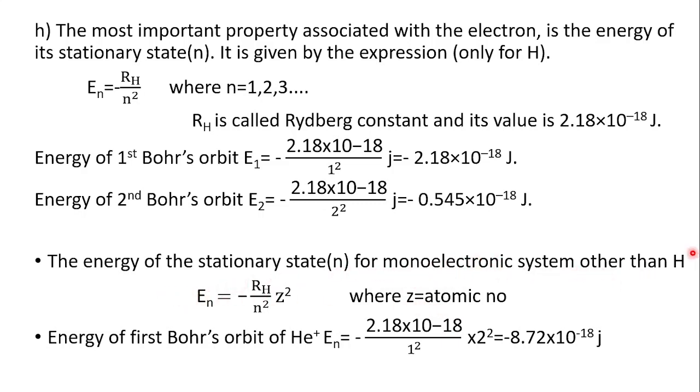Now if we calculate the energy for other monoelectronic systems, the energy of the stationary state for monoelectronic systems other than hydrogen, that is helium positive, lithium 2 positive and beryllium 3 positive, then this energy will be equal to minus of RH by n square into z square. That means it will be similar to that of hydrogen energy but you have to multiply the whole term by z square, where z is the atomic number.